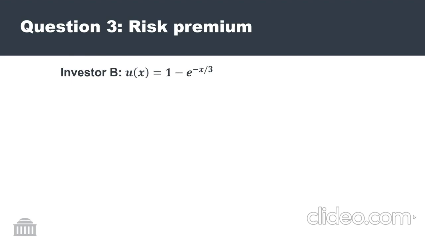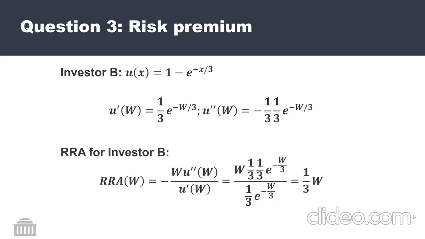Now, let's do the same for investor B. This is investor B's utility function. The first step is again to compute the first and second derivative of this utility function, and these are the expressions for the first and the second derivative. Plugging both of these into the definition gives us the following expression. If we compute this, we get 1/3 multiplied by W.